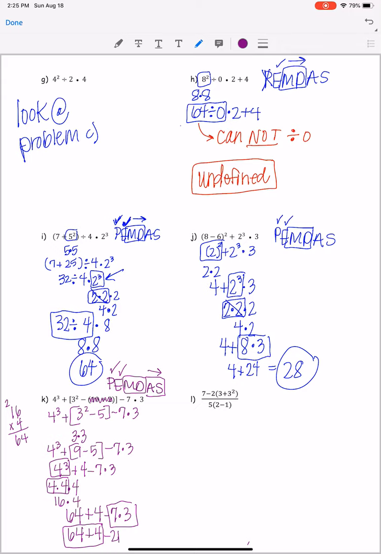So 64 plus 4 gives me 68. I'm going to bring this up here. We've got 68 minus 21. So this is my last operation. So 68 minus 21, 8 minus 1 is 7, 6 minus 2 is 4. So we get 47.